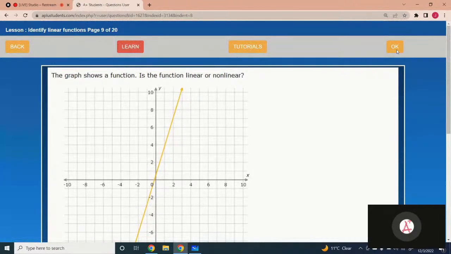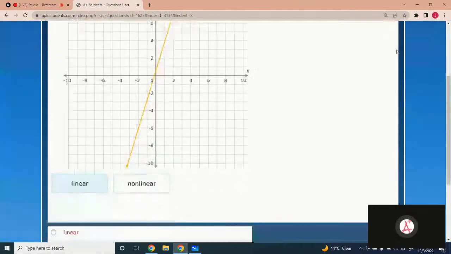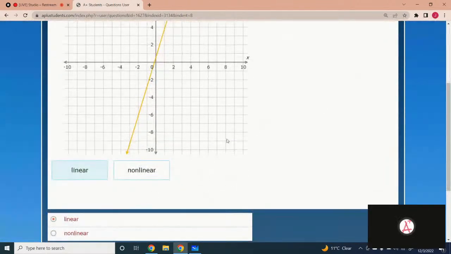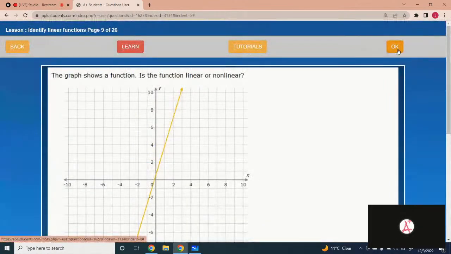Okay, the graph shows a function. Is the function linear or non-linear? It is a straight line. Got it? A straight line is always a linear function. So just select the correct option and click on the OK button.